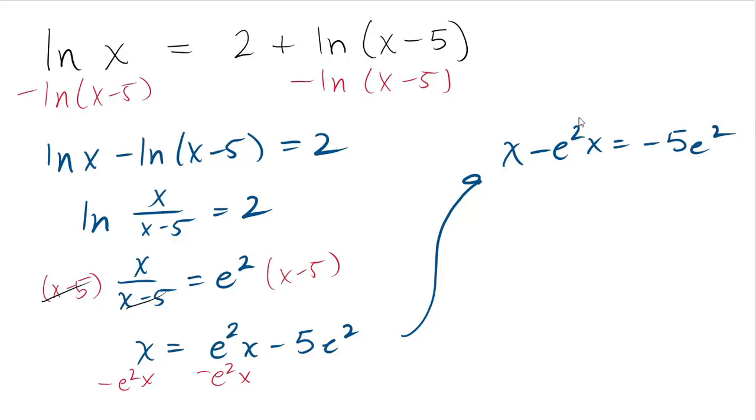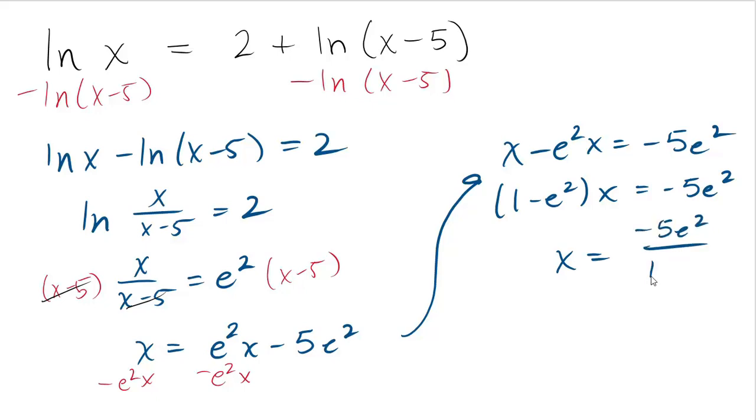At first glance, it looks like we might be stuck, but remember, we can just factor out an x. So we get 1 minus e squared times x equals negative 5e squared. And now we divide both sides by 1 minus e squared. We get x equals negative 5e squared over 1 minus e squared. It might look a little nicer if we multiply every term by negative 1. 5e squared over e squared minus 1.